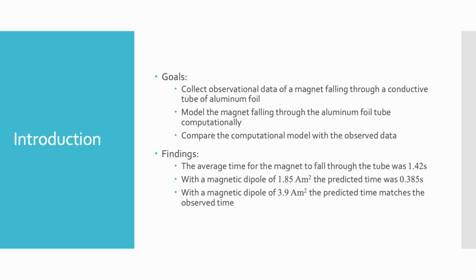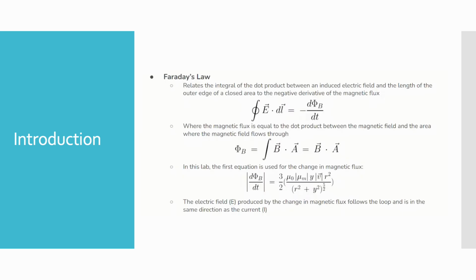For our introduction, the goals of this lab were to collect observational data of a magnet falling through a conductive tube of aluminum foil, model the magnet falling through the aluminum foil tube computationally, and compare the computational model with the observed data. Overall, the findings I had were the average time for the magnet to fall through the tube was 1.42 seconds. For a magnetic dipole of 1.85 A·m², the predicted time was 0.85 seconds. For a magnetic dipole of 3.9, the predicted time matches the observed time.